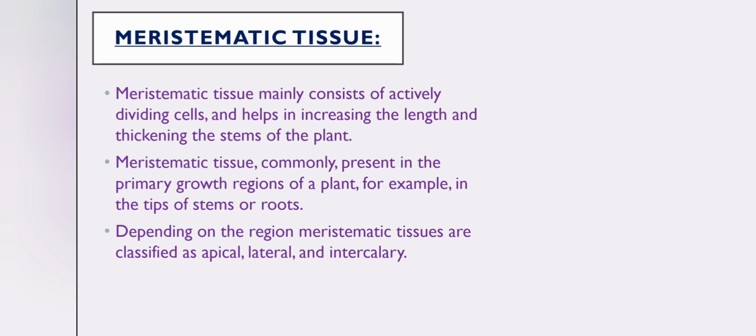And meristematic tissue is commonly present in the primary growth regions of a plant, for example in the tips of stems or roots. So these tissues are mainly present in the tip region of the stems or roots, and also depending on the region meristematic tissue is classified as apical, lateral and intercalary. So I will explain you further in detail about this.